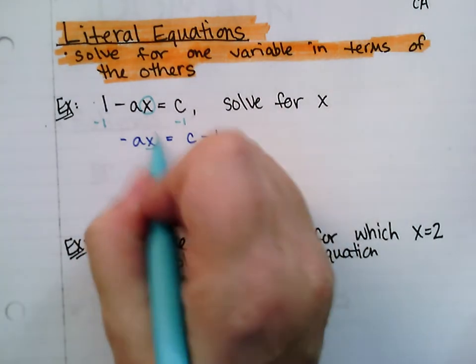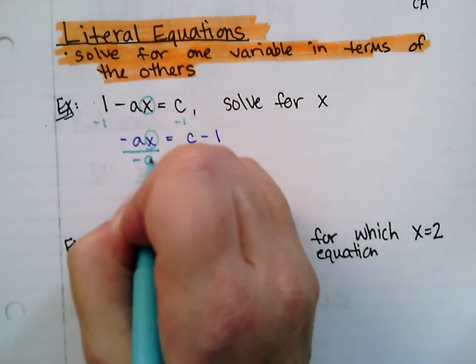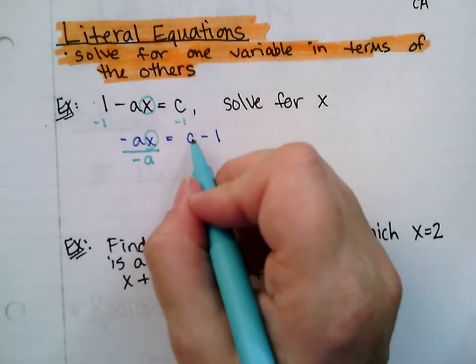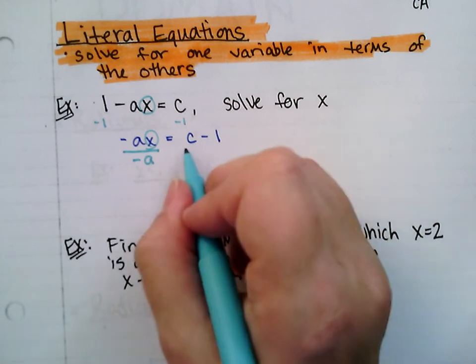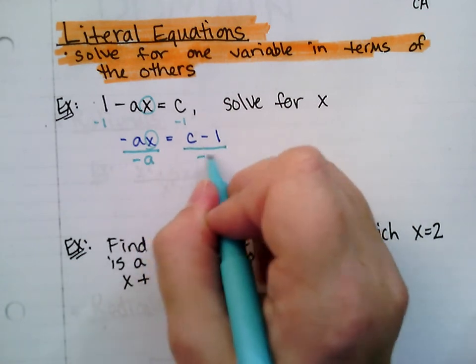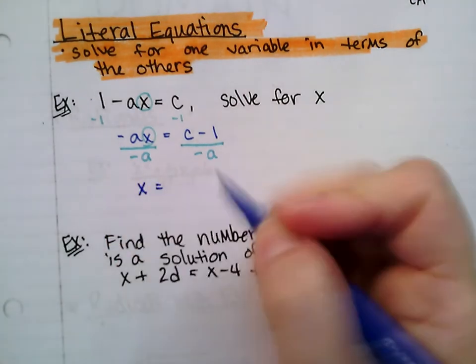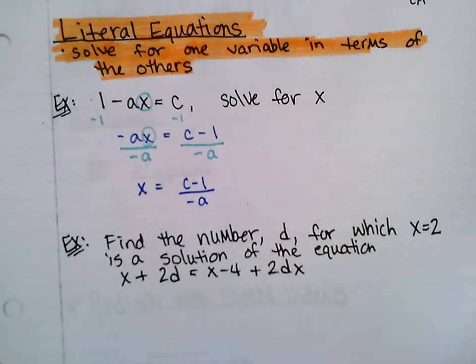Then I'm still trying to get this x by itself. So I will want to divide by negative a. Now you have two options when you do that. You can independently divide c by negative a and negative 1 by negative a, or you can divide the entire side by negative a. That's going to leave us with x equals c minus 1 over negative a.